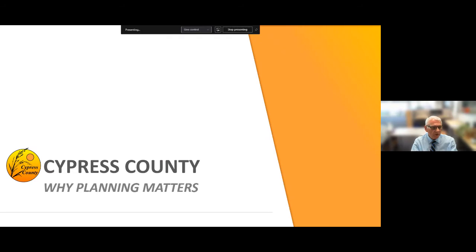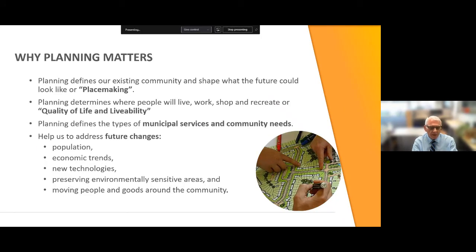I guess one of the important things to ask, as part of this process, is why are we doing it? Why does planning really matter? I think an important part of that is that planning documents such as the municipal development plan really help to shape Cypress County over the next 20 or so years. We call that placemaking. How is our community going to look? Where do buildings go? How are the hamlets going to redevelop or develop or not develop? What's the quality of life that we as residents in the county want to have? And how do we create a livable county? So these are all things that get incorporated into planning.